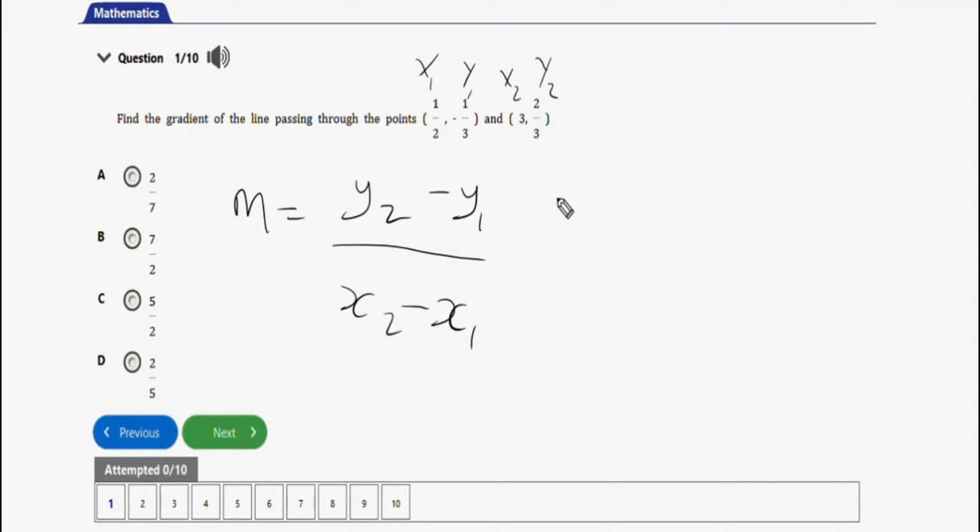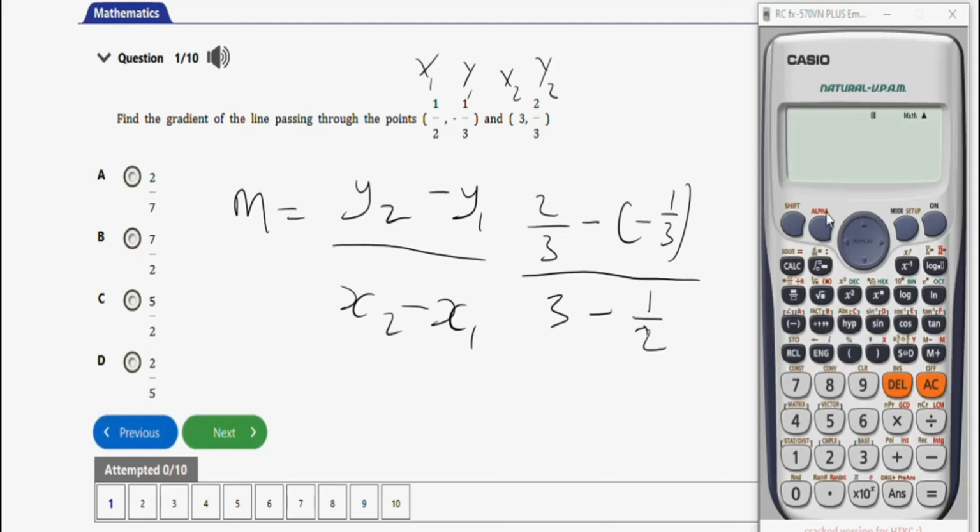So we have, from the formula, it will be y2, which is 2 over 3, now minus, in bracket, minus 1 over 3, over, so we have our x2 to be 3 minus half. Okay, so this will be, let's bring a calculator and punch this in the calculator. Okay, so this is a calculator.